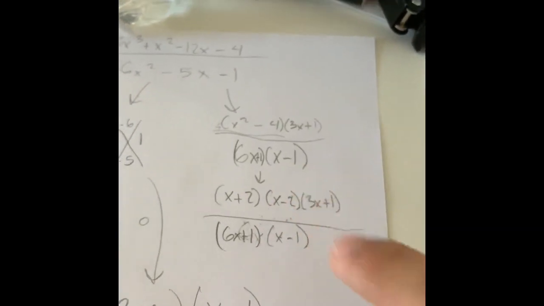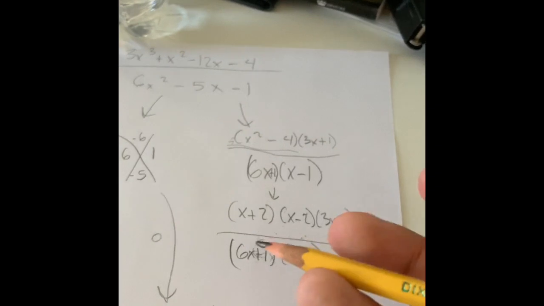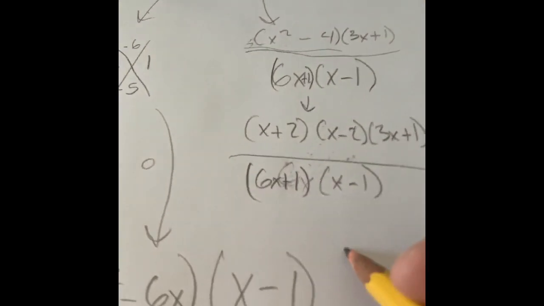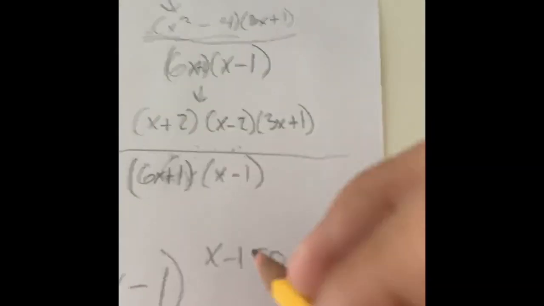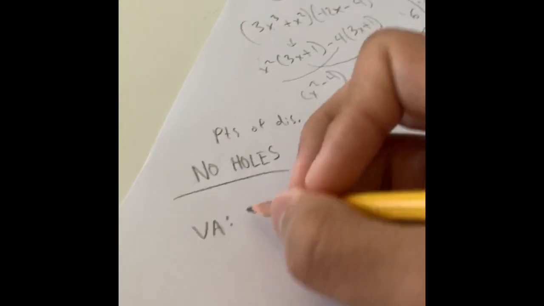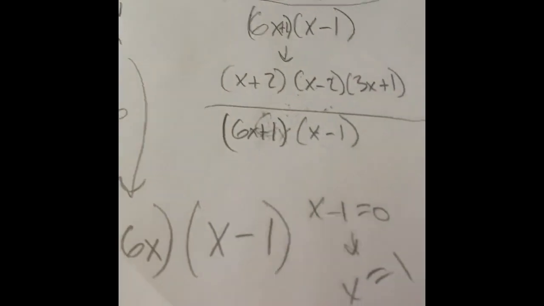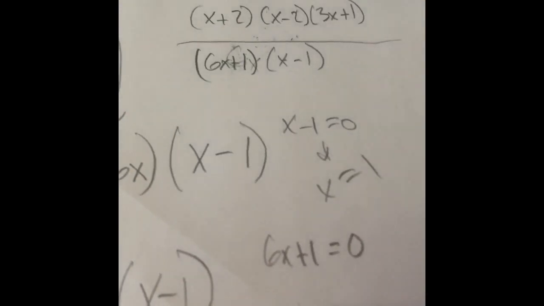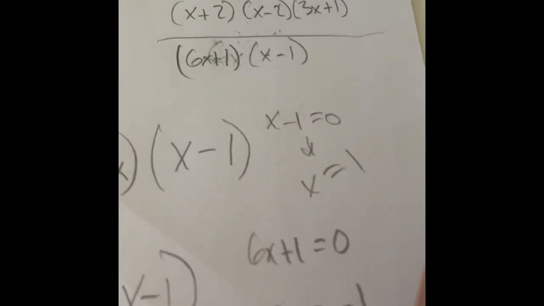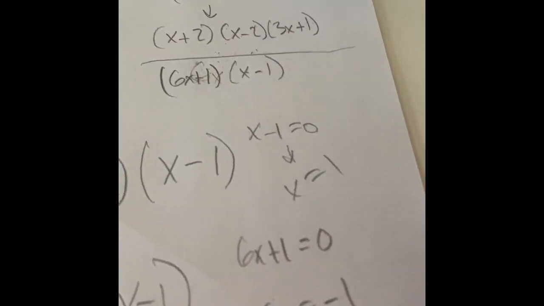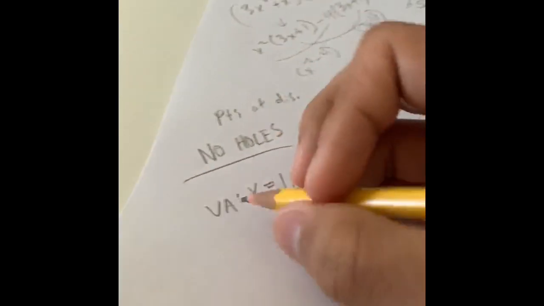So now we look at the vertical asymptotes, which is pretty easy. We just look at the bottom. One of them is x minus 1, which means our vertical asymptote is x equals 1. So there's 1. And then our second one is 6x plus 1. Set that equal to 0, and we get 6x equals negative 1, and then x equals negative 1/6. So there's our second.